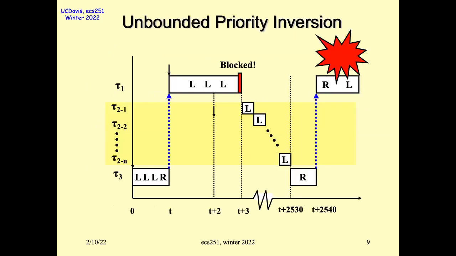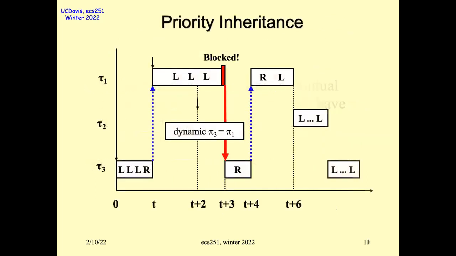So this is the problem, and how do we resolve it? This is a concept called priority inheritance. Priority inheritance means that when a lower priority task is blocking a higher priority task because of mutual exclusion, then the lower priority task's priority needs to be bumped up to the same as the higher priority task that's being blocked. Okay, so that's called priority inheritance.